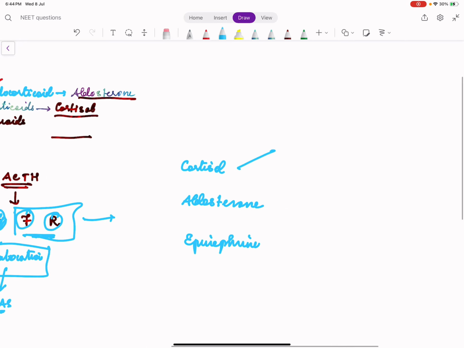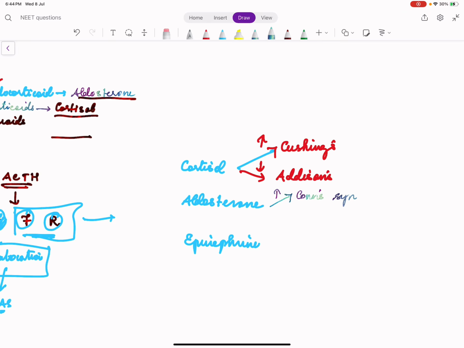So cortisol excess leads to a disease called Cushing's disease. Cortisol deficiency is Addison's disease. Cortisol excess is Cushing's disease. Cortisol deficiency is Addison's disease. Similarly, aldosterone excess is called Conn syndrome. Aldosterone deficiency is again Addison's.